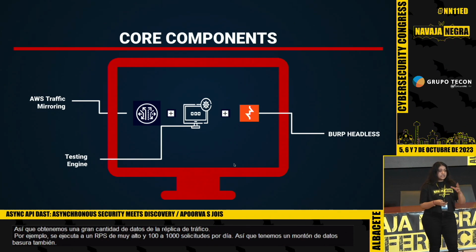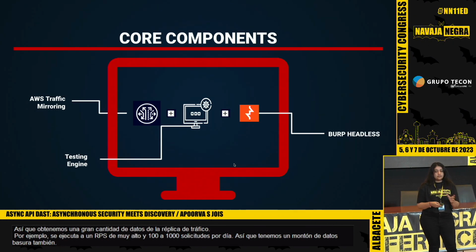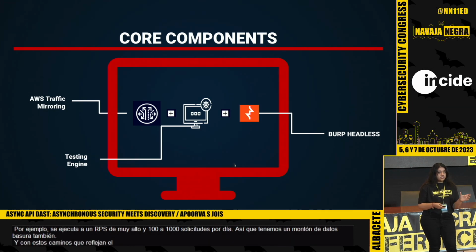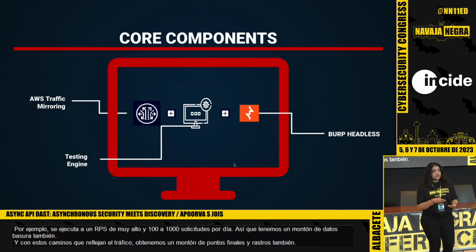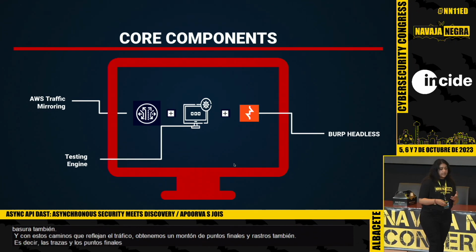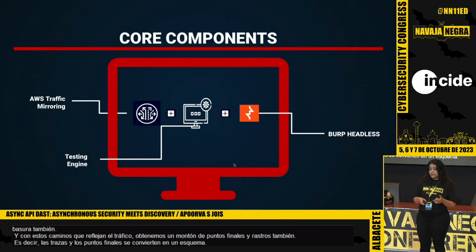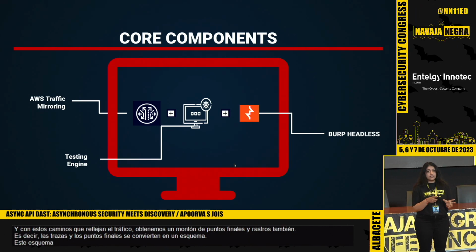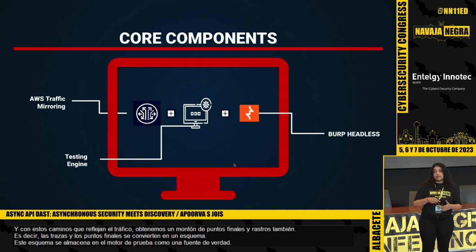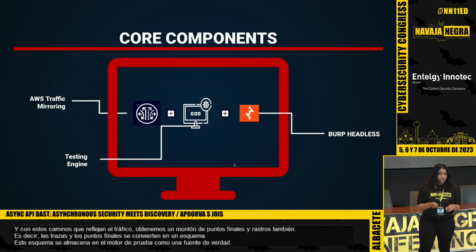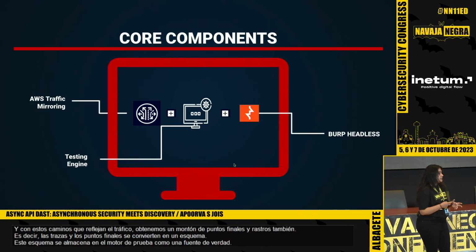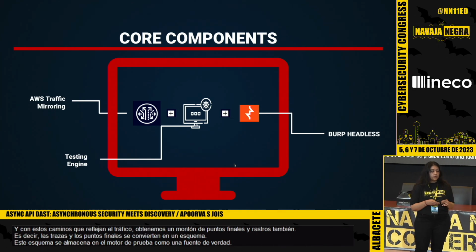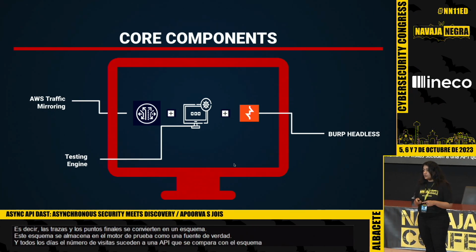The traces and the endpoints are converted into a schema. This schema is stored in the testing engine as the source of truth. And every day, the hits that happen to an API are compared with the original schema, and we track what the difference is. If there is a new endpoint in the API, or new parameters present in the APIs, as soon as we find any new endpoint, it is directly sent over to Burp.